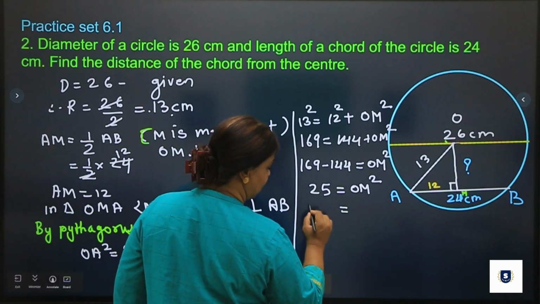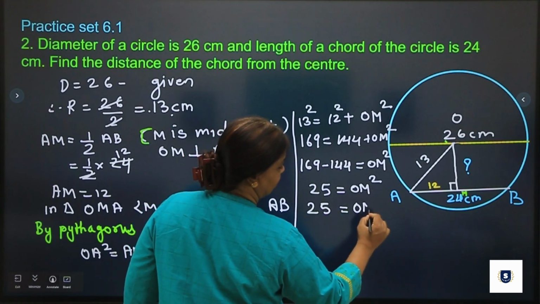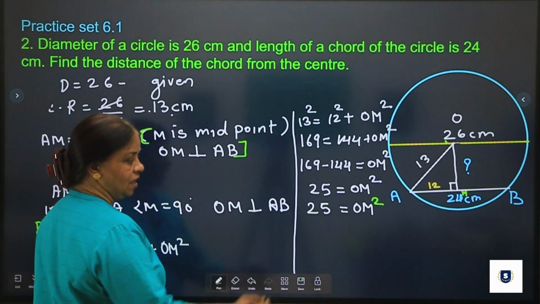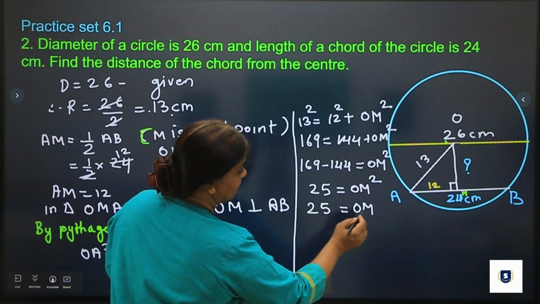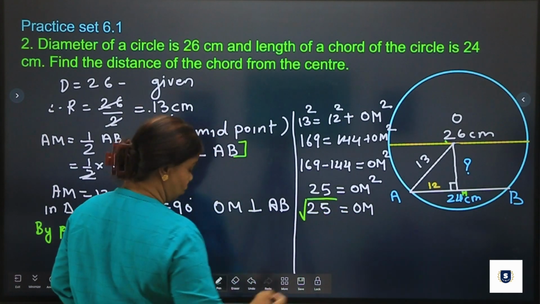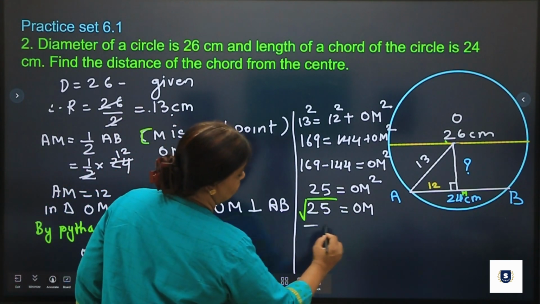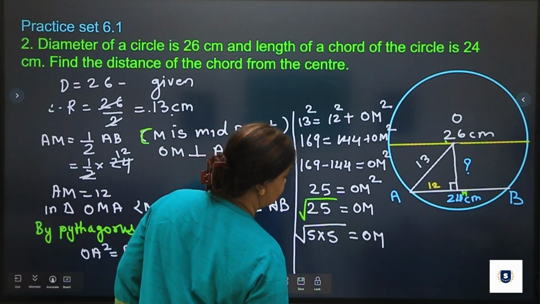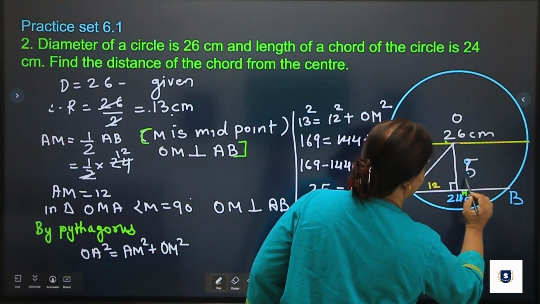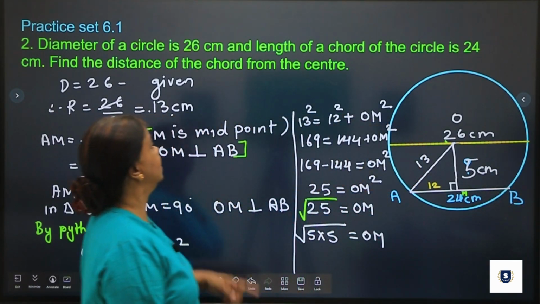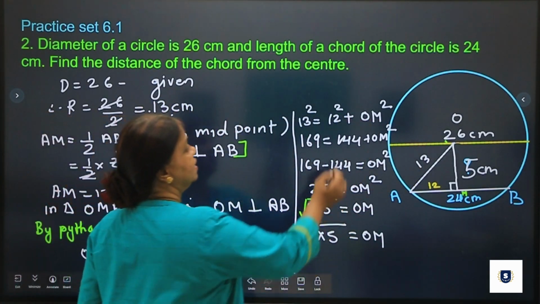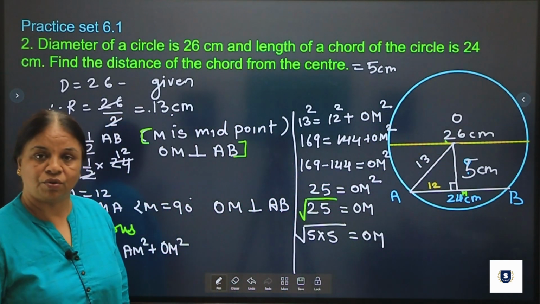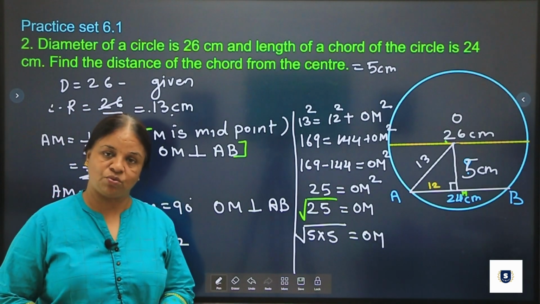Now this is square. Okay, when we remove the square from here, what do we place here? We place the square root on the other side. So 5 into 5 is equal to OM. So OM we are getting as 5 centimeter. So we can say distance of the chord from the center is equal to 5 centimeter. Children, you can pause the video and you can solve the sum. Let's move to the next question.